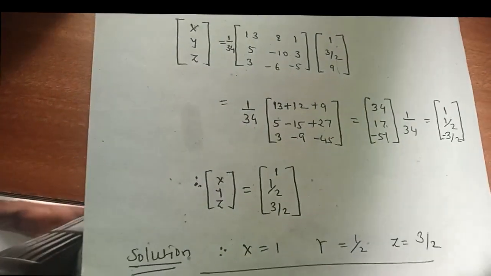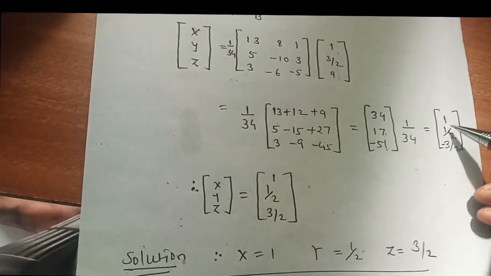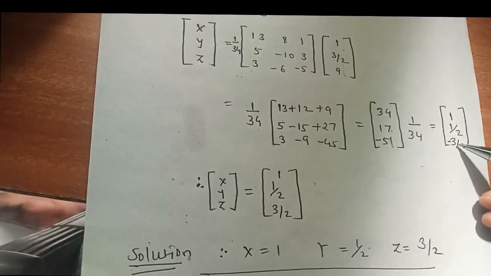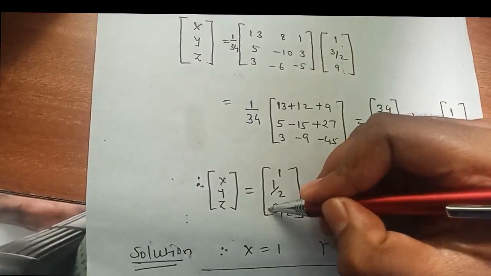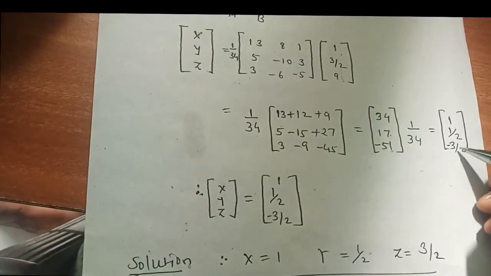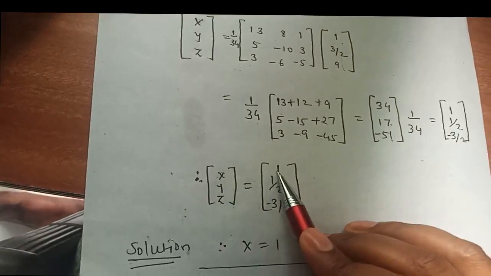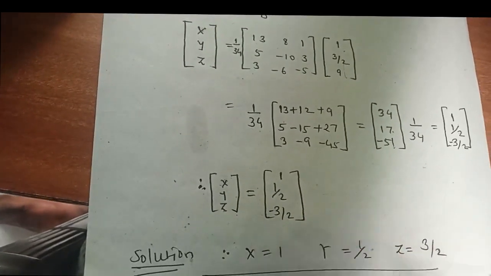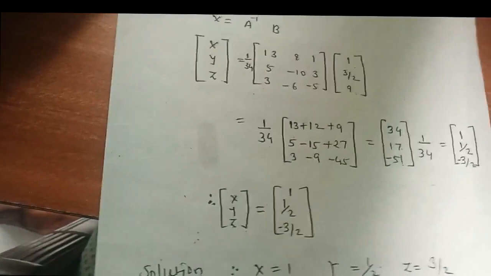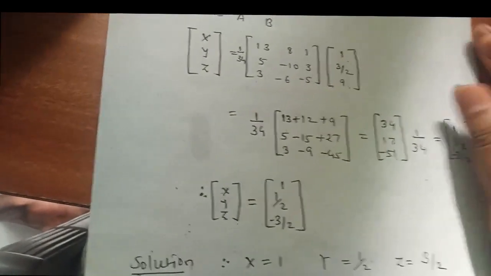So you got the values 1, 1 by 2 and minus 3 by 2. So 1, 1 by 2, minus 3 by 2 is equal to XYZ. Since it is equality, X is equal to 1, Y is equal to 1 by 2, Z is equal to minus 3 by 2. And in this way we can solve every sum by using the matrix method.